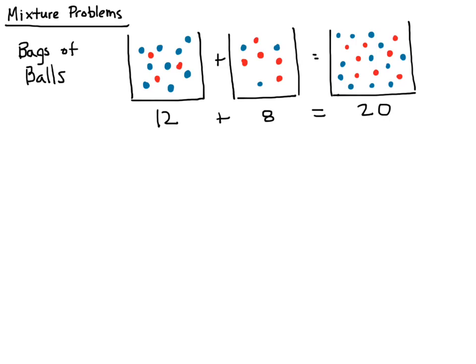Now, if we just look at the red balls, in the first bag it looks like we have 3 red balls, and in the second bag we have 5 red balls. So we add those two together, and what do you get? You get, of course, 8 balls. So these mixture problems really are nothing more than just doing a version of this problem where you're using solutions or percentages of one component in another.